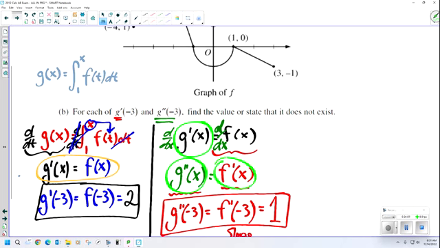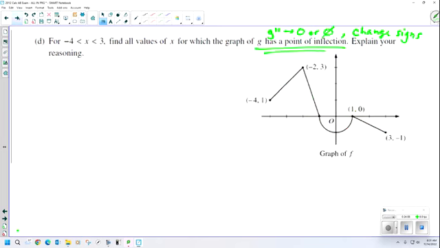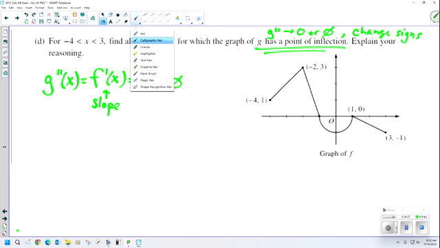So let's go back here and make a little note that the second derivative is equal to the first derivative of our graph here. And that's the same thing as the slope of our graph. And I want to see where the slope is either 0 or undefined. Well, I see 3 points right away.